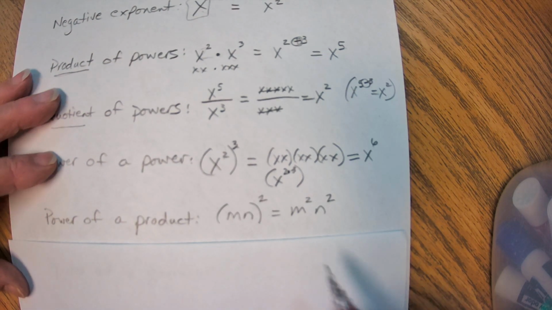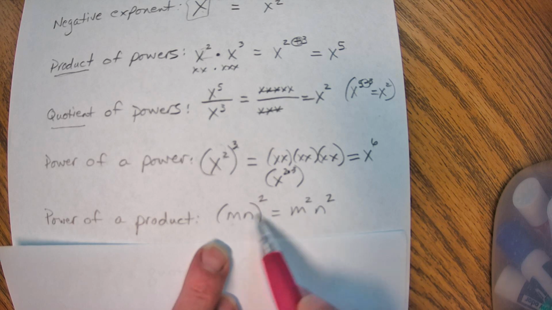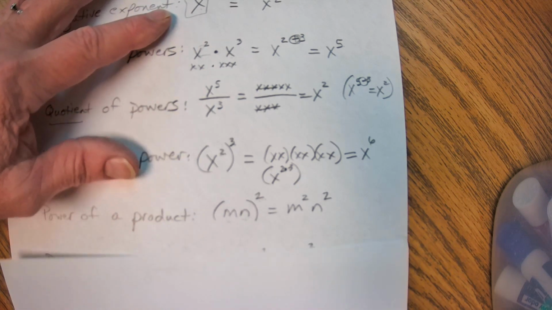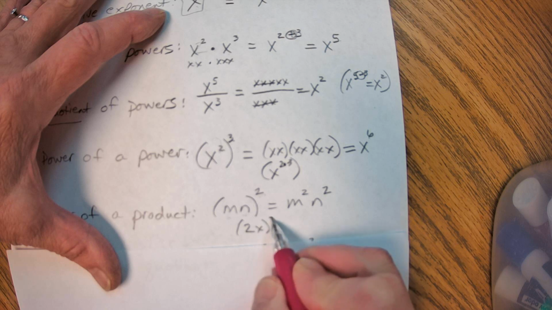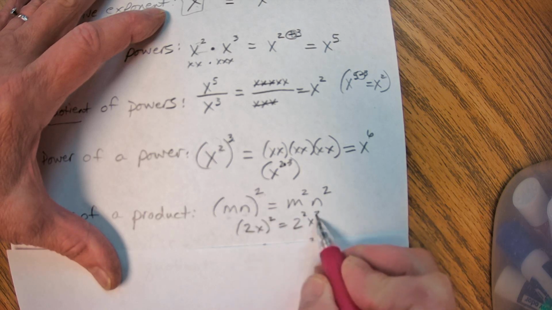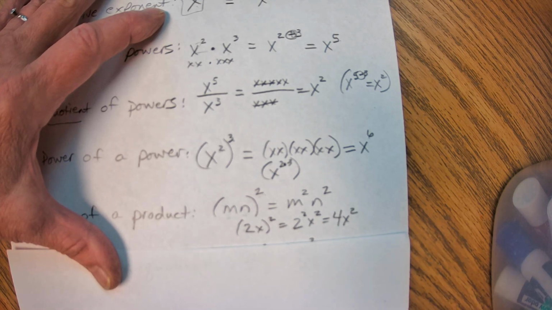The power of a product rule: if you have 2 things multiplied together in parentheses squared, it squares both things in parentheses. Remember, if the exponent is outside of the parentheses, it applies to every term in parentheses. So let's say we had 2x squared. The 2 gets the squared, so does the x, and I know what 2 squared is.